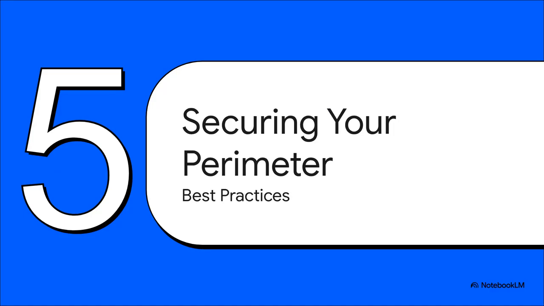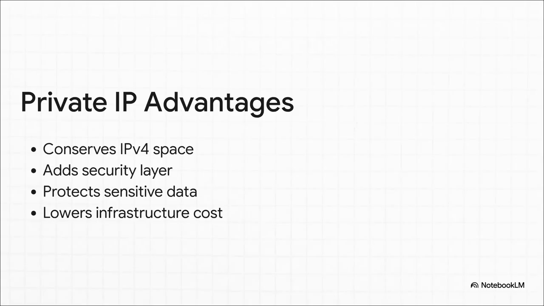Finally, Section 5, securing your digital perimeter. Best practices you can actually use. Theory is great, but putting it into practice is what actually keeps your data secure. Private IP networks relying on NAT don't just conserve IP space, they offer a massive security advantage. Because your private IP isn't globally routable, malicious external routers scanning the internet can't easily reach in and attack your laptop or smart devices directly. It inherently keeps your sensitive stuff isolated on the local network.